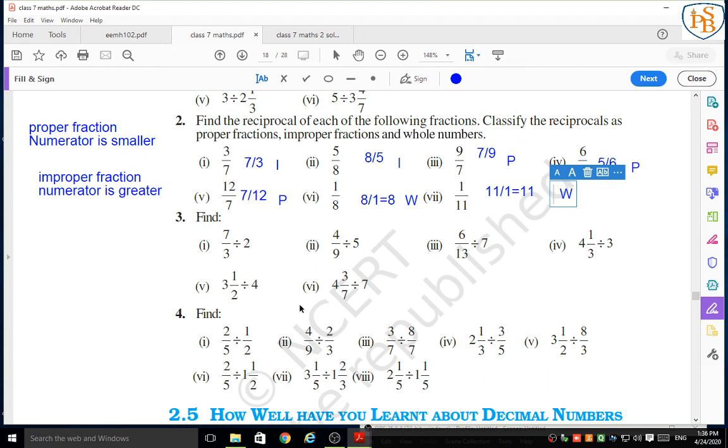Question number 3 and 4, now you are able to see it clearly. Both are showing the division process. The first one shows the division of a fraction by a whole number, and here it shows the division of a fraction by a fraction. Okay, they give us different types, but you have to solve this in the same way.